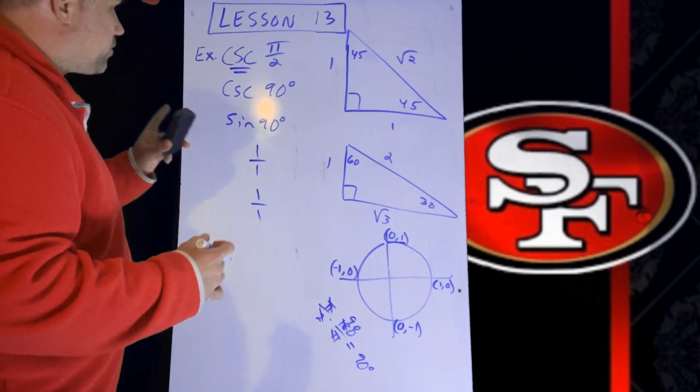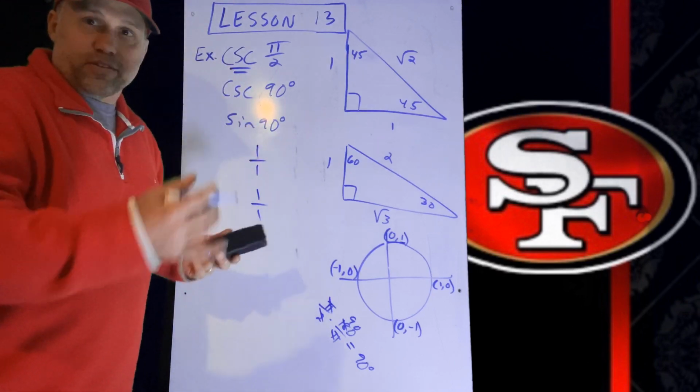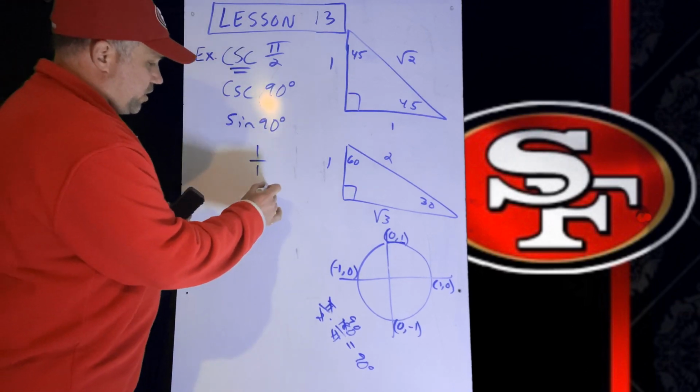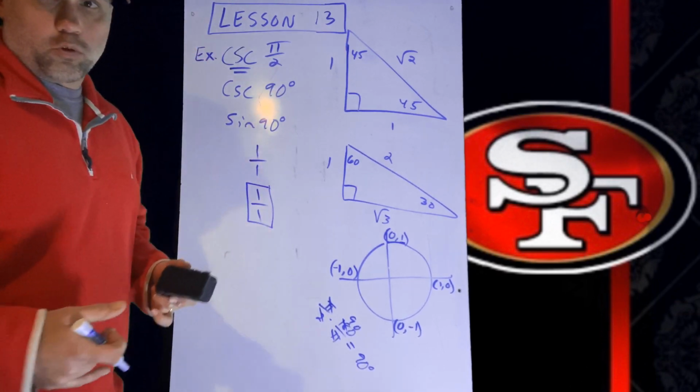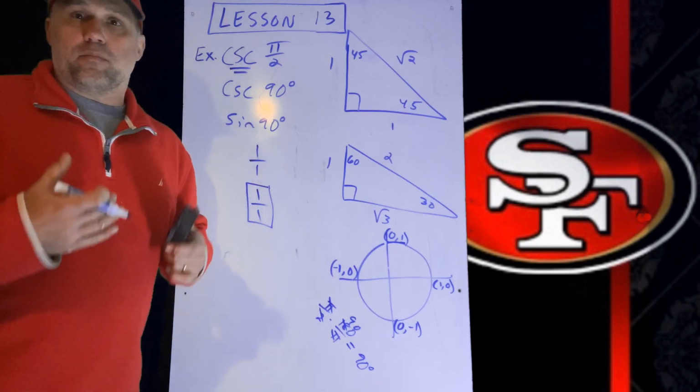So cosecant and sine are kind of unique because their reciprocals are the same. The reciprocal of 1 is just 1. So nothing changes here, and the final answer is still just 1 over 1 or 1. So the sine and the cosecant of 90 are both 1.